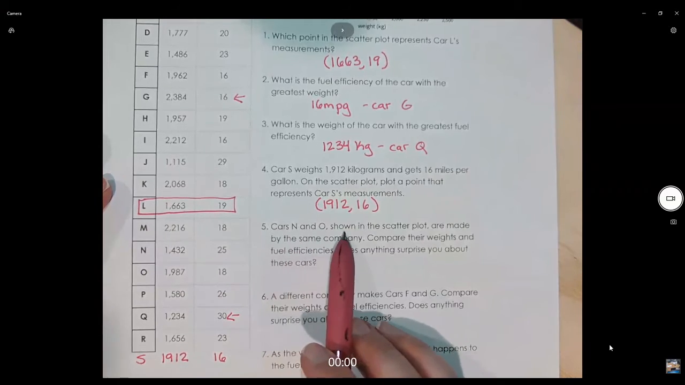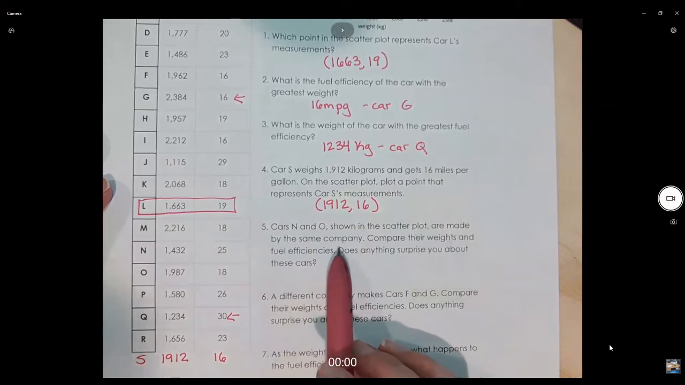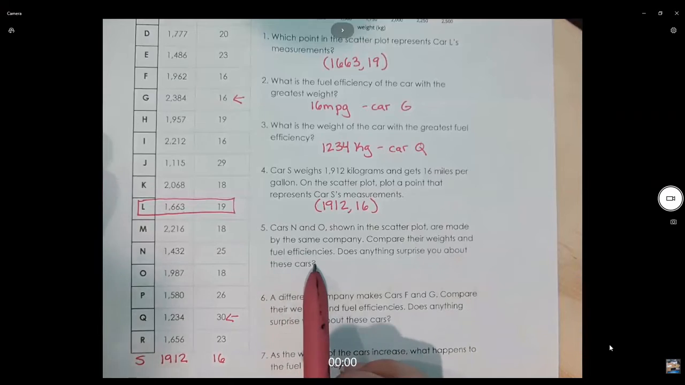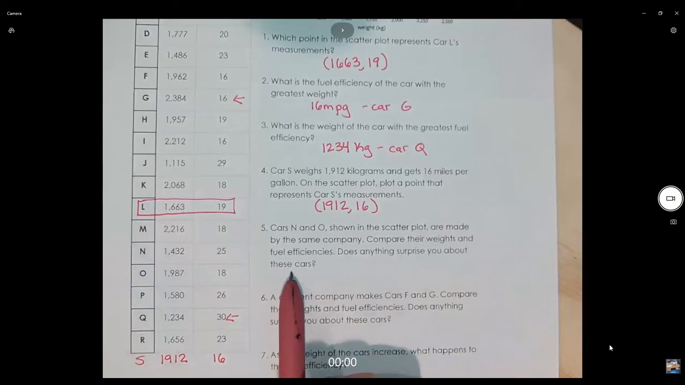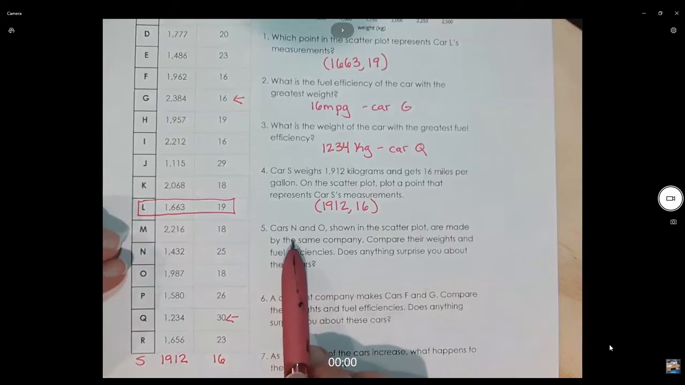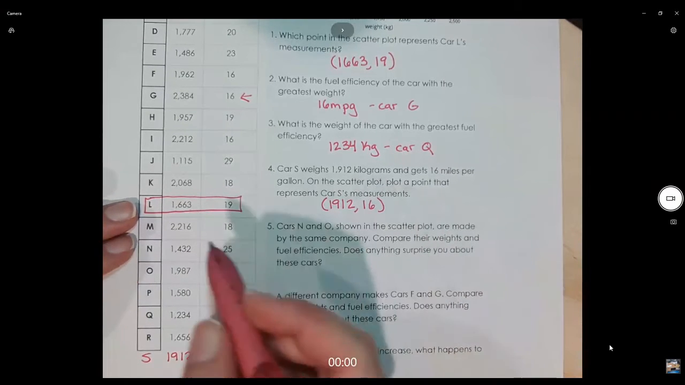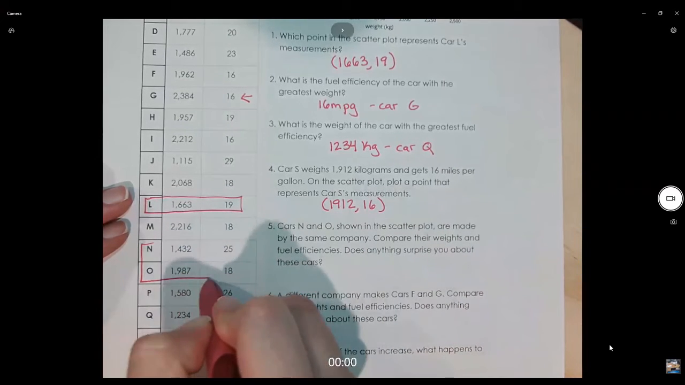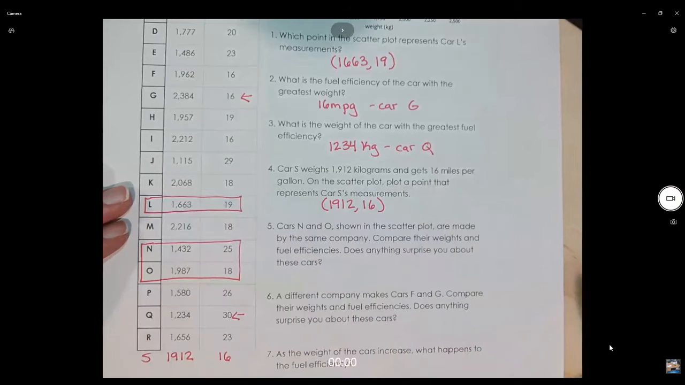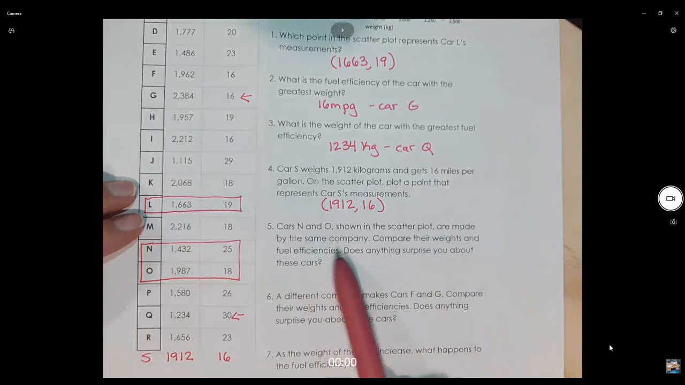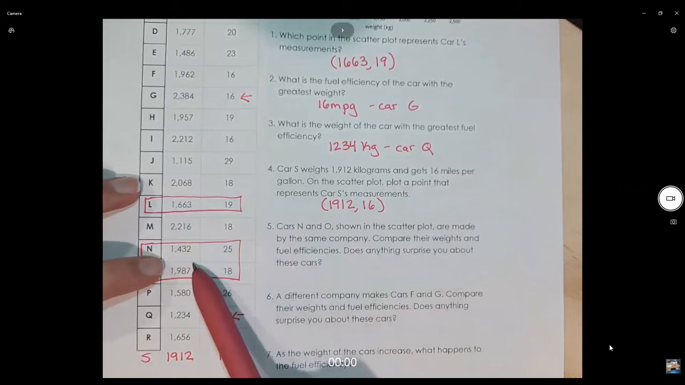Cars N and O shown in the scatter plot are made by the same company. Compare their weights and fuel efficiencies. Does anything surprise you about these cars? So to get my specifics, I'm going to go over to my chart, and I see N and O are the ones I'm comparing. So we want to compare their weights and their fuel efficiencies.